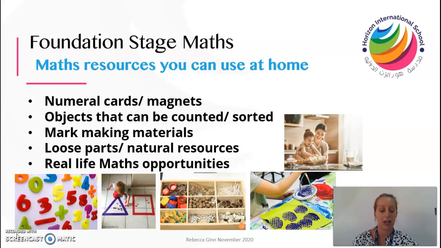Children love water play, and we're lucky to live so close to beaches and pools. Talk about the capacity of different size containers and use language such as full, empty, half full, nearly empty, etc. These are just a few ideas which I hope will be useful at home.